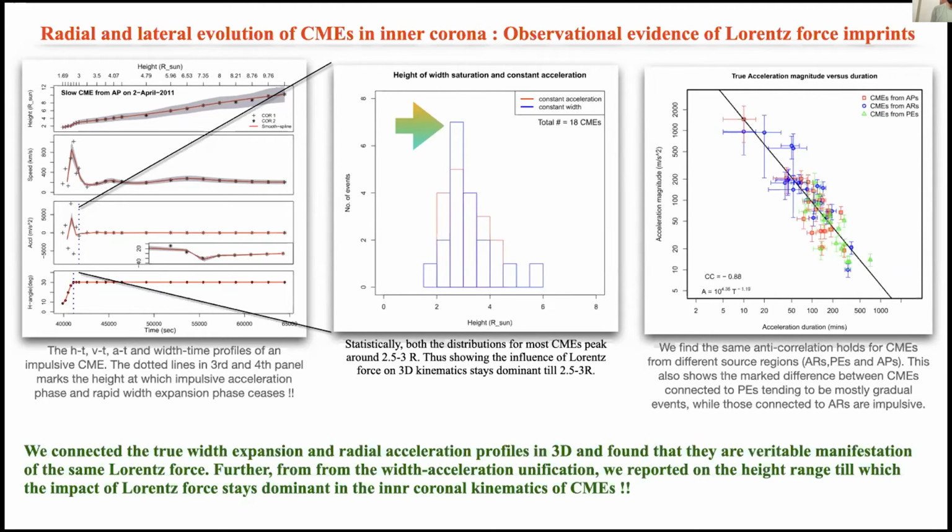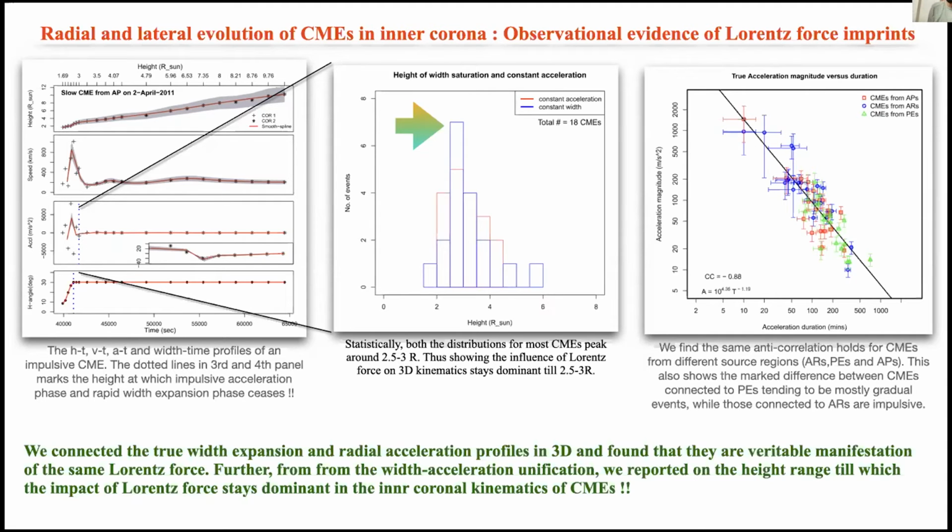So as a whole, what we emphasize is, first of all, how important it is to consider the width evolution of the CME as far as an understanding of the kinematics is concerned. And we also see that the width expansion and the impulsive acceleration are nothing but a different manifestation of the same Lorentz force, because it is the same height at which both these phenomena cease. From this particular plot, we reported that it is indeed the Lorentz force which is responsible for propelling as well as expanding a CME, and that the influence of the Lorentz force for impulsive CMEs tends to lie between 2.5 to 3 solar radii, which is, strictly speaking, in the inner corona.